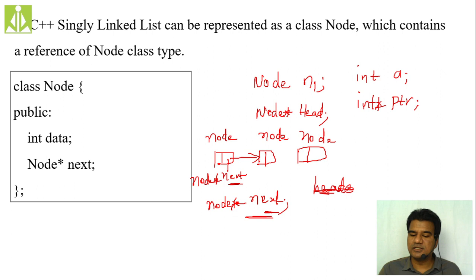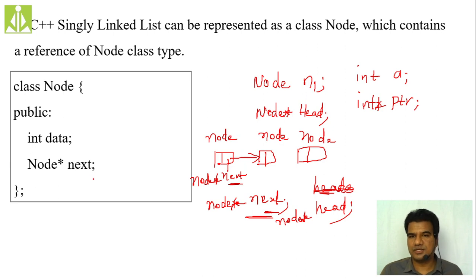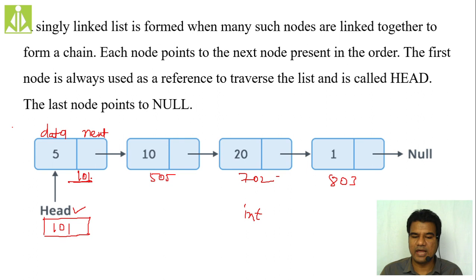So what should be the type of this head? Again node star, only node star. The head pointer's type must be node star, as well as the next pointer, which is going to exist in every node, whose type is also going to be node star only, because indirectly they are going to point to other nodes. That is the reason why we are doing it like this.